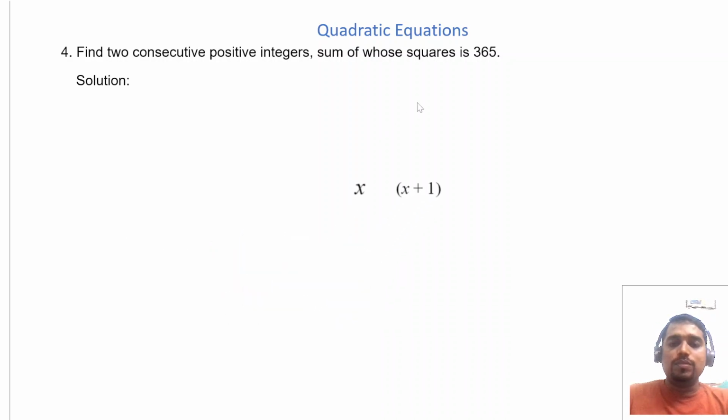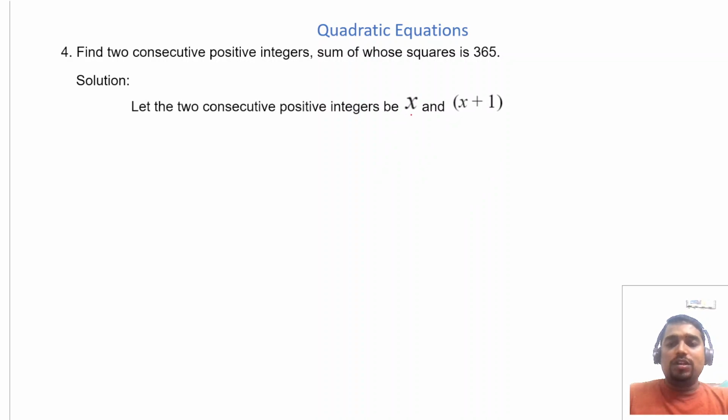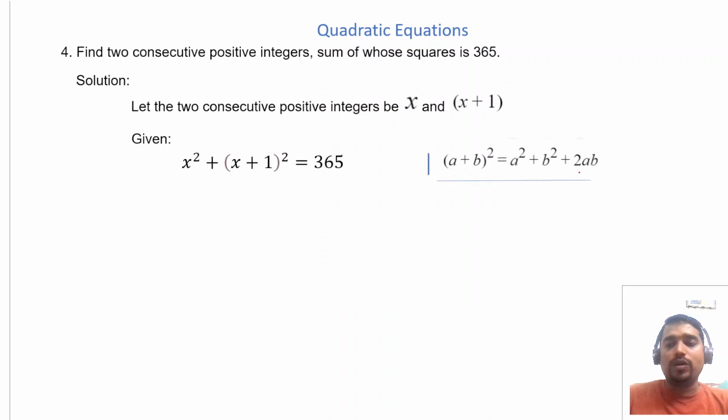Now let us assume the two consecutive positive integers to be x and x plus 1. Here it says the sum of whose squares is 365. That is, the given condition is x square plus (x plus 1) whole square is equal to 365. Now this looks like (a plus b) whole square, which is equal to a square plus b square plus 2ab. Wherever there is a, there is x, and wherever there is b, there is 1. Now let us apply the formula to simplify the LHS.